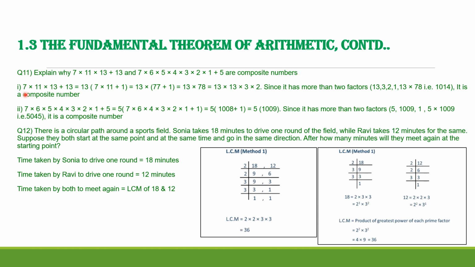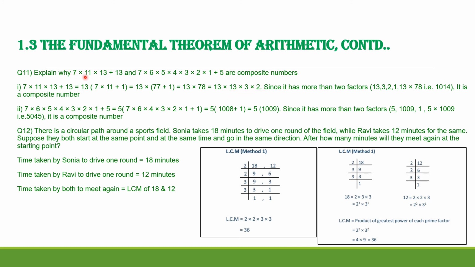Let's take example 1. This particular set of numbers, 7 into 11 into 13 plus 13. How can you represent it? If you pull out 13, you remain with 7 into 11 plus 1. Again, you can write it as 13 into (77 plus 1), which becomes 13 into 78, which can again be written as 13 into 13 into 3 into 2.